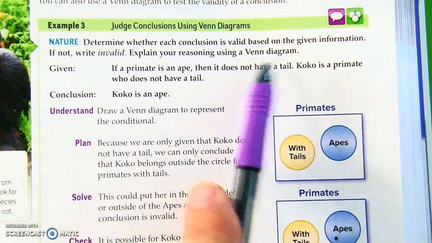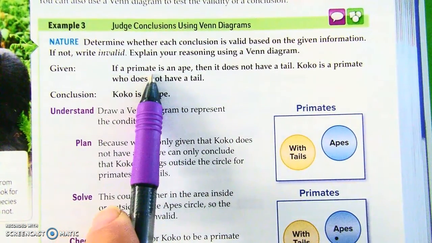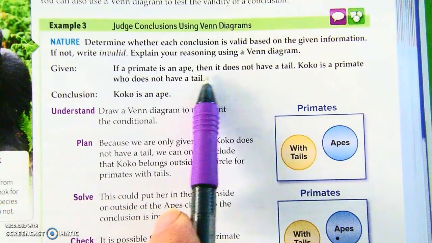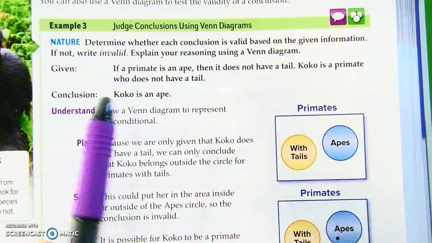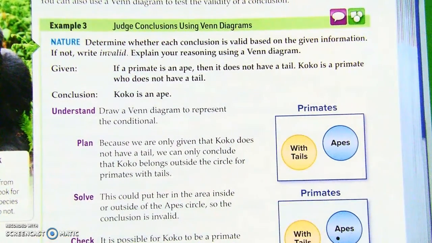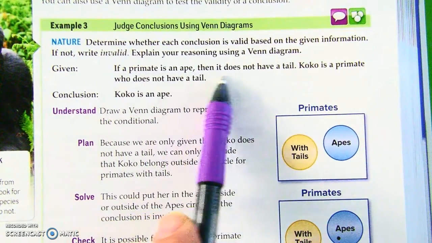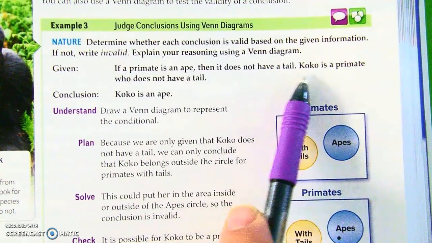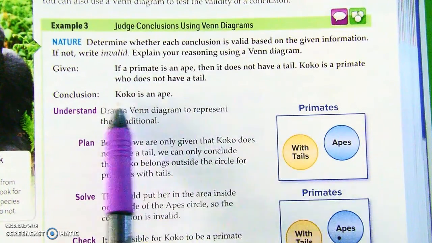That means that we get to use a counterexample. If a primate is an ape, then it does not have a tail. Coco is a primate who does not have a tail. Coco is an ape. So let's go back in. If a primate is an ape, then he does not have a tail. Coco is a primate who does not have a tail.